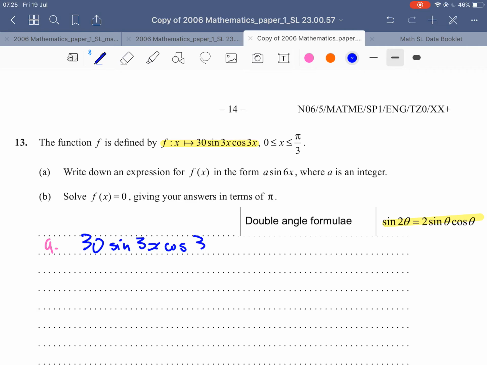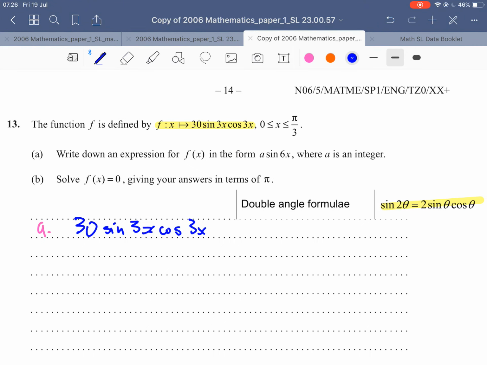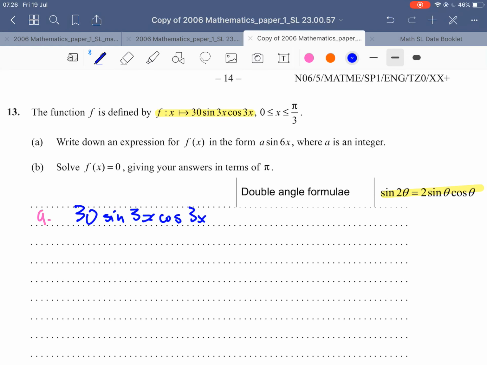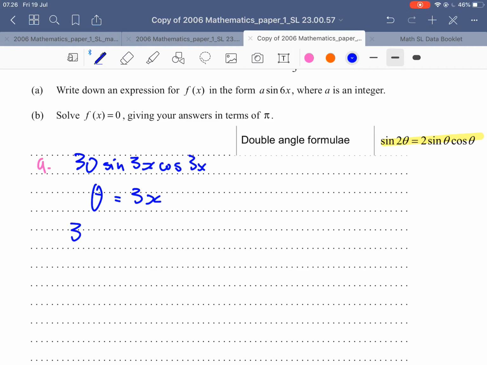30 sine 3x cos 3x. So in this case, let angle equal 3x. So I'm going to sub that in, see what happens. So we'll get 30 sine angle cos angle.